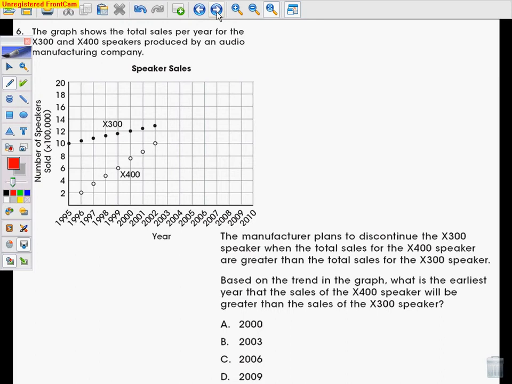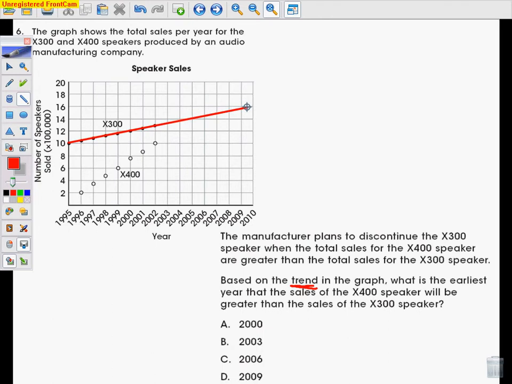What I would suggest here is, first of all, you want to learn some terminology. When they say things like "based on the trend in the graph," that means based on the pattern that's going on so far. So here you can look at the trend in the graph for the X300, and if you connected these with a straight line, using your calculator or a straight edge or whatever they have at the test for you to use, you can see the trend that's going on there.